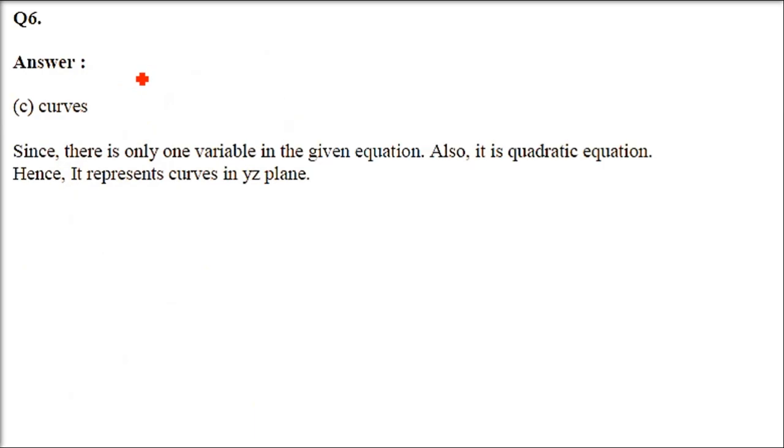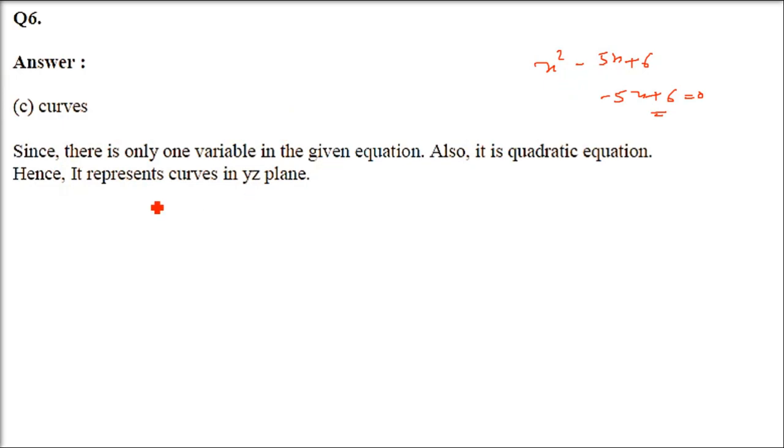Now question number 6: in a 3-dimensional space, the equation x square minus 5x plus 6 equals 0 represents what? So we have x square minus 5x plus 6. There are certain features of this equation. If it had been minus 5x plus 6, it would have been a straight line. But this is a quadratic equation. It is in x square and there is only one variable x. So in which category are you going to put it?